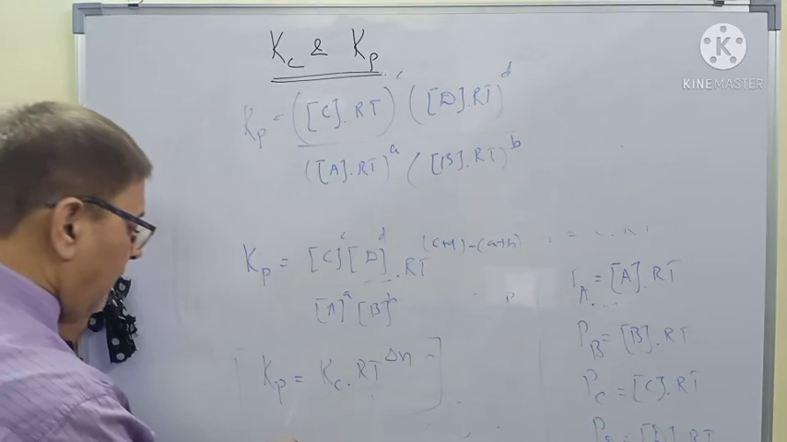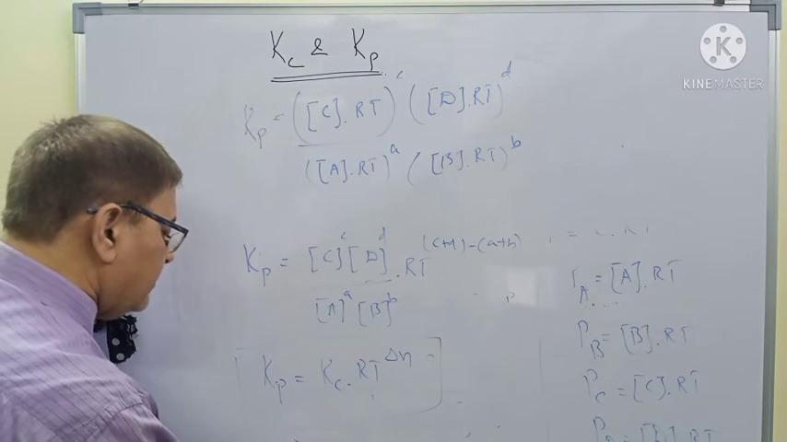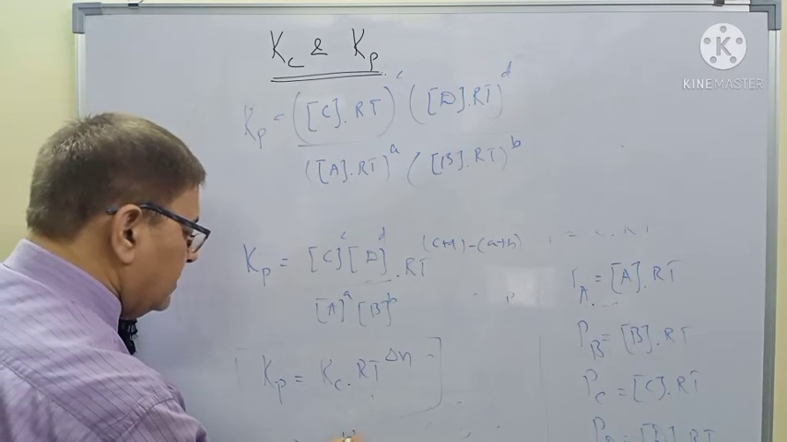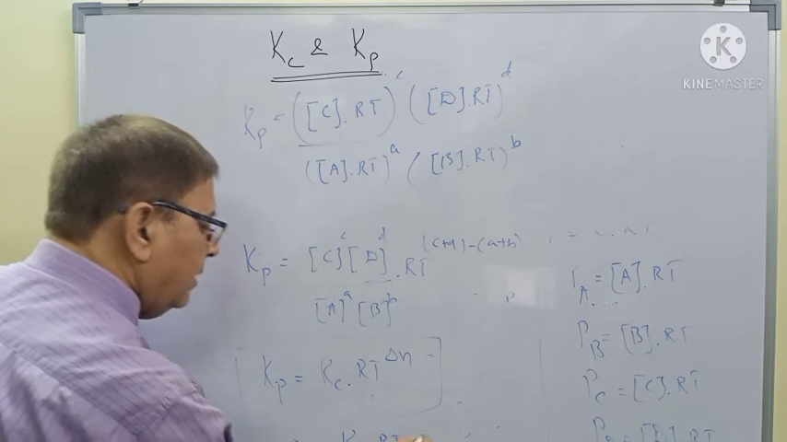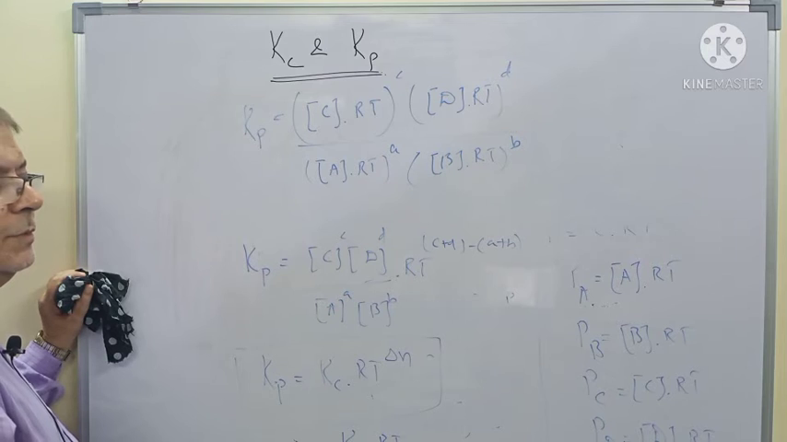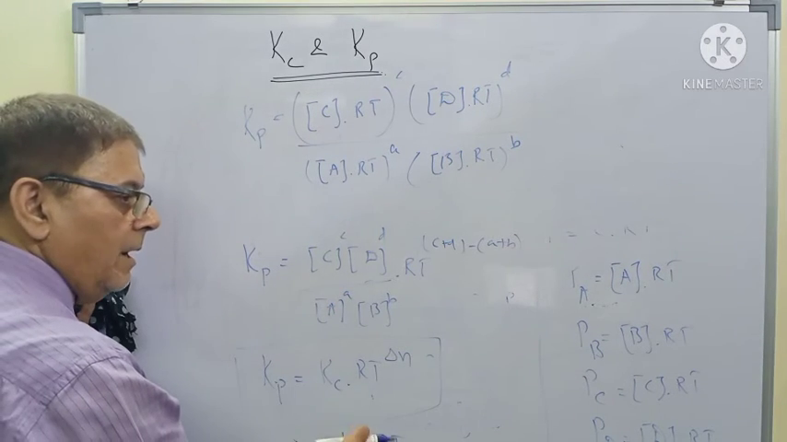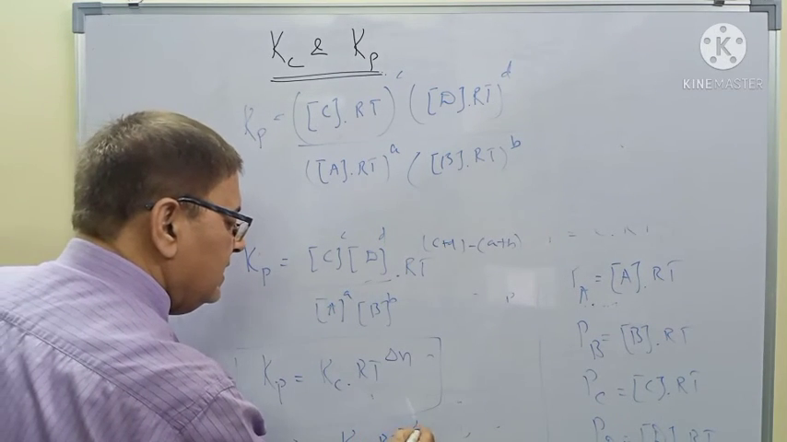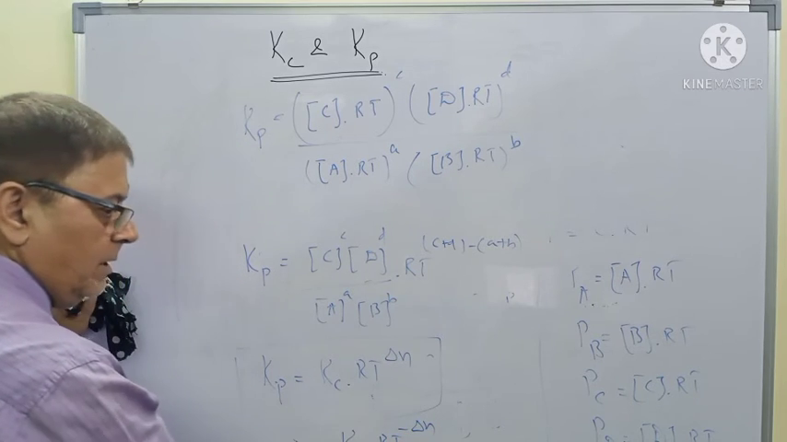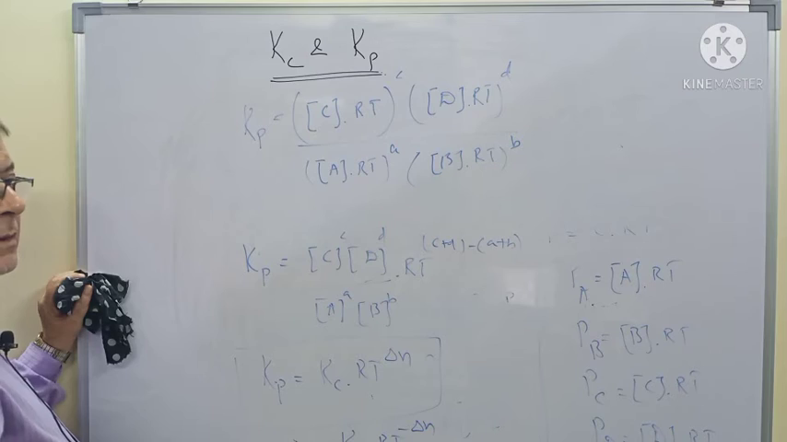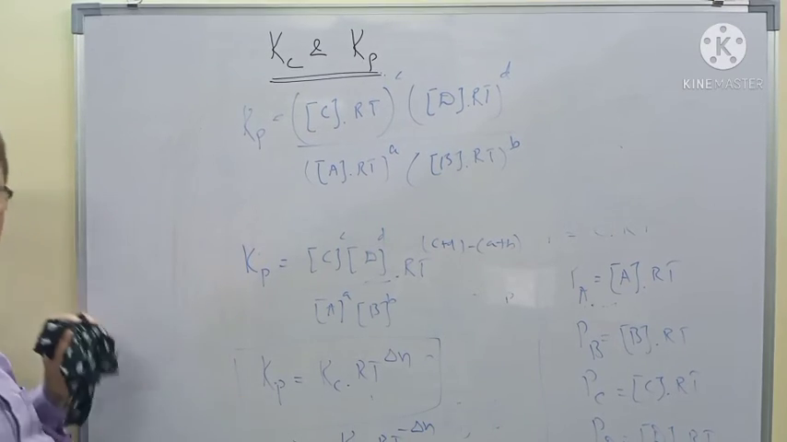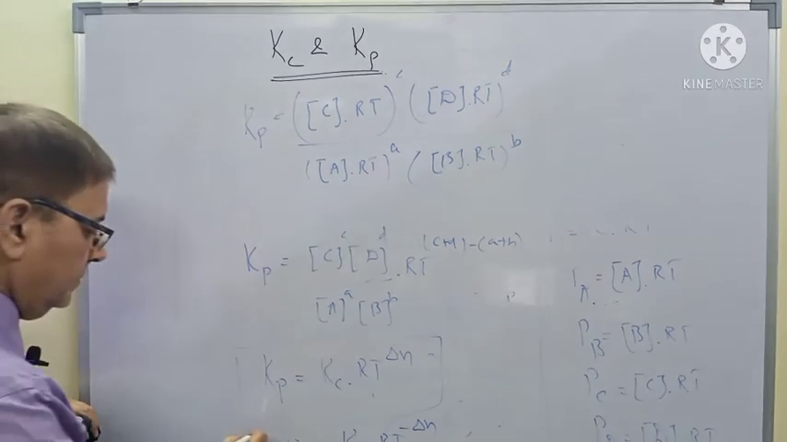Now, last point. If somebody wants to write what is Kc, he will write Kc is equal to Kp into RT raised to minus delta n. It will become 1 upon RT raised to delta n, as well as RT raised to minus delta n. So both ways, Kp and Kc are done.